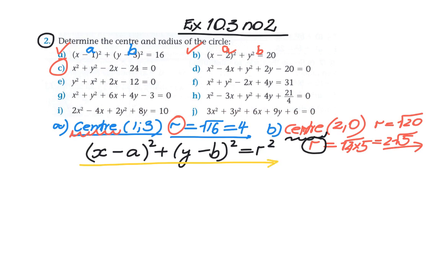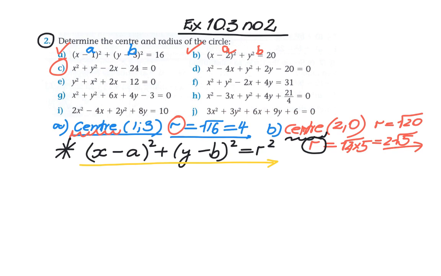If it is not, and that's as in your examples from C to J, you have to rewrite it to the standard form. And rewriting it to the standard form will mean for us to complete the square. Let's look at the method of completing the square for some of the questions from exercise number 2. Look at question C first.